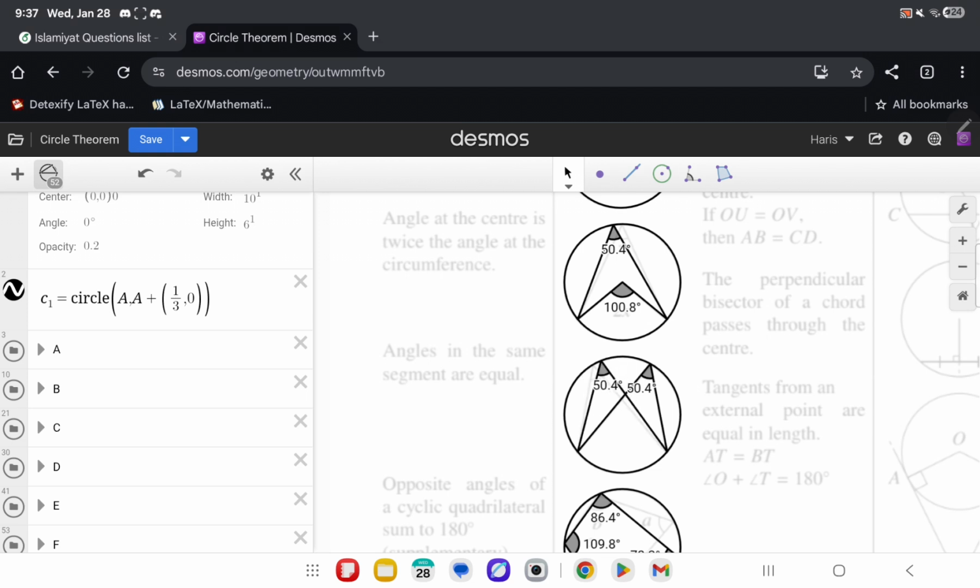Now this rule has different names. It is called angles in the same segment are equal in my notes, or another name for it is angles subtended by the same arc are equal. Subtended by the same arc, what does that mean?